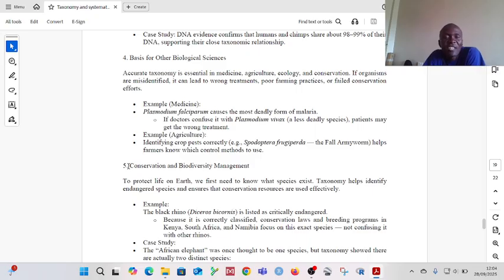If they identify a particular variety of crops, agriculture will benefit. If they identify a particular organism that is on the verge of extinction, then conservation efforts will be brought in. But if all the identification is done wrongly, then all the other sciences that are relying on taxonomy will suffer. Okay?